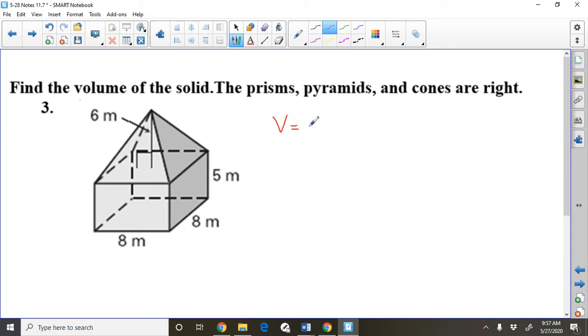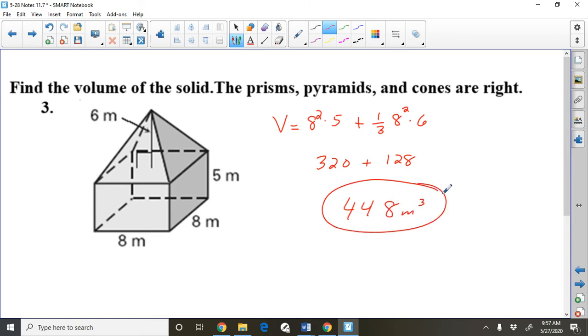I'm going to find the volume of the prism, which is the base area times the height. And then I'm going to add the volume of the pyramid. So 1/3 its base area times its height. And that's the work that you need to show. Write that out. If you want, you can calculate each of these separately. And then you're going to find me your total volume, 448 meters cubed.